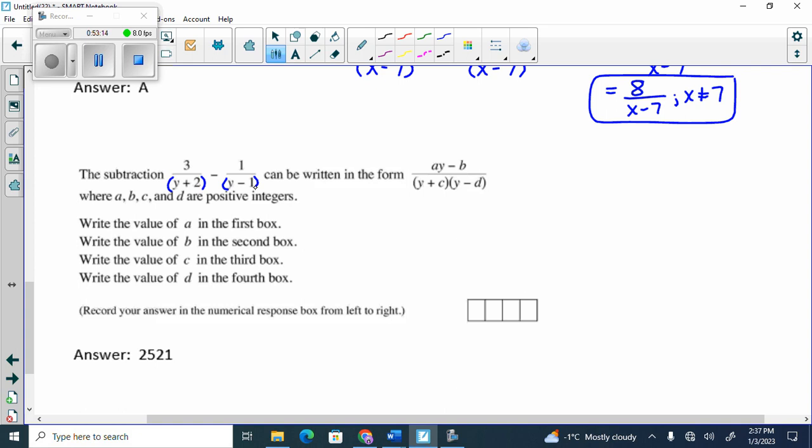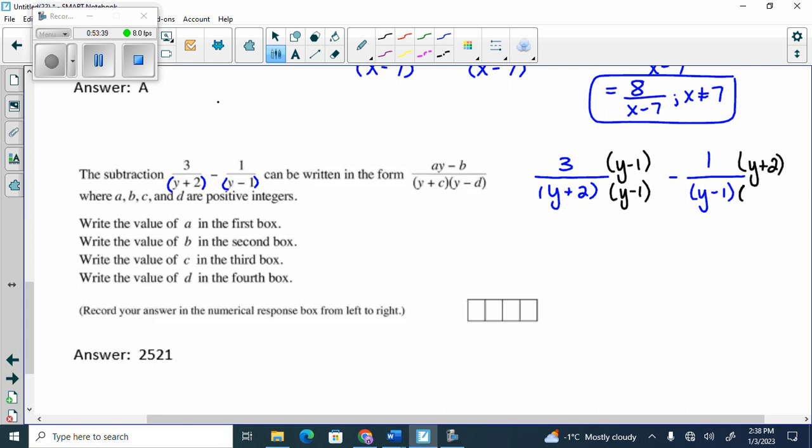So we're going to get 3 over y plus 2, leaving space for a common denominator, and then 1 over y minus 1. And then I'm going to multiply this one by y minus 1, and on the right hand side by y plus 2. So when they're binomials and you can't simplify them to match each other, just multiply them by each other.